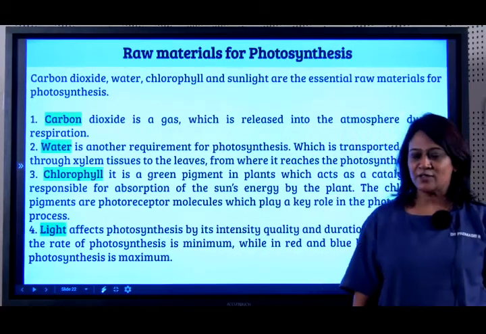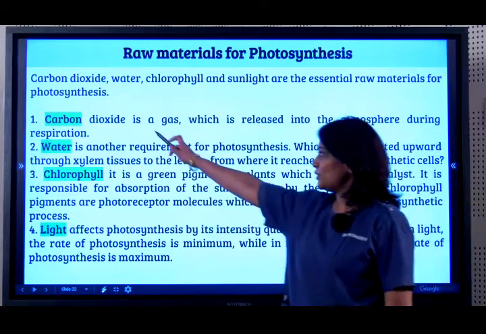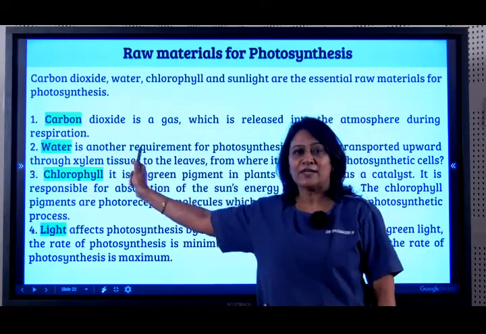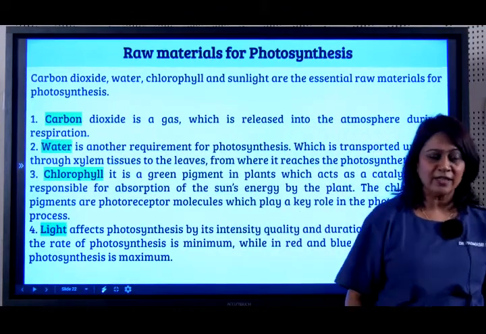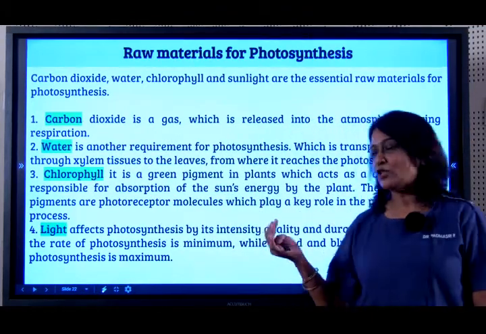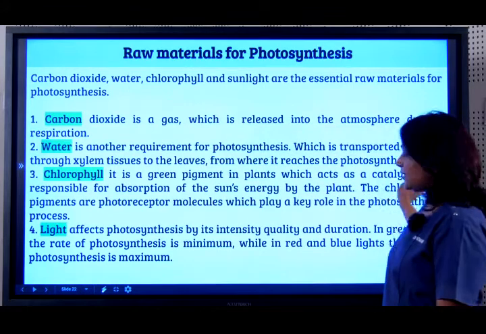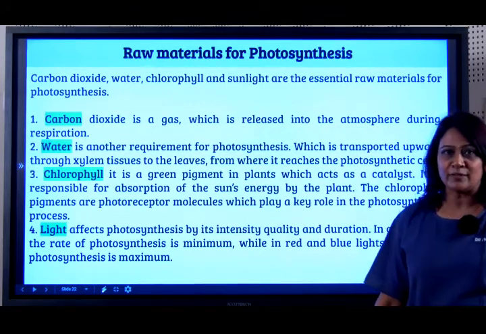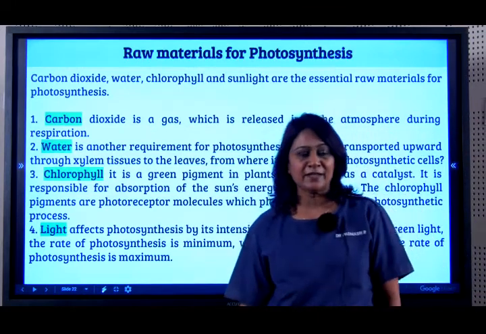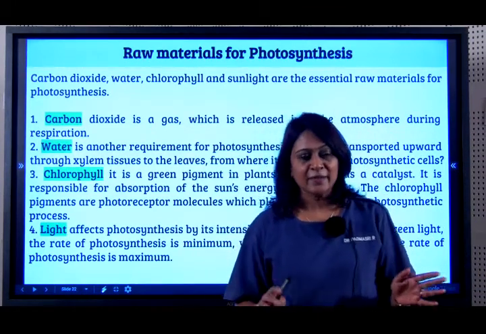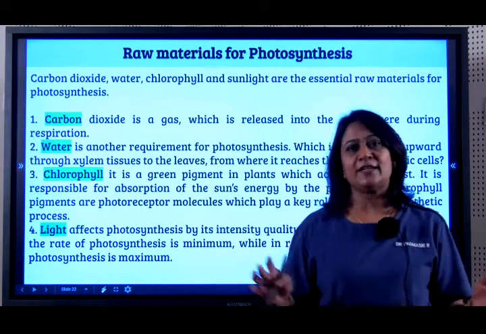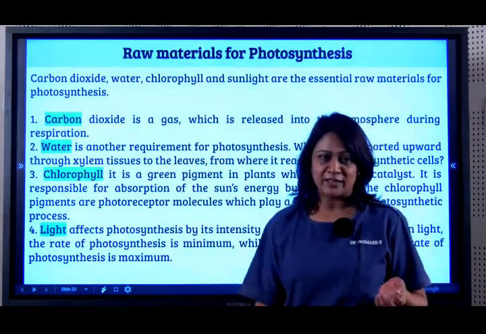A little bit about these raw materials. Where do you find carbon dioxide? In the atmosphere. What about water? The plants will take it from the soil. It takes it up through the xylem tissues where it reaches the leaf, and from where photosynthesis will take place. What about the chlorophyll? The chlorophyll is a green pigment which acts as a catalyst, and also these are photoreceptor molecules which help in the entire process of photosynthesis.